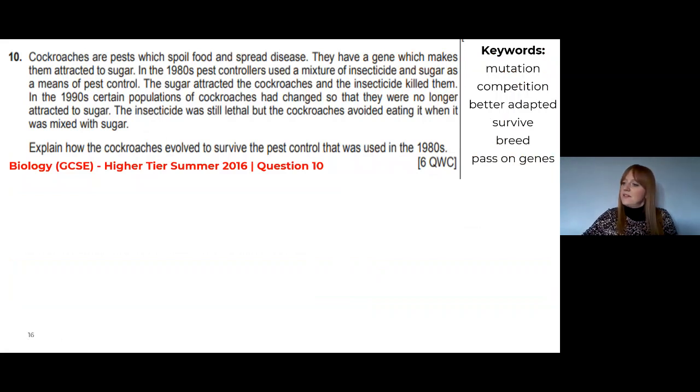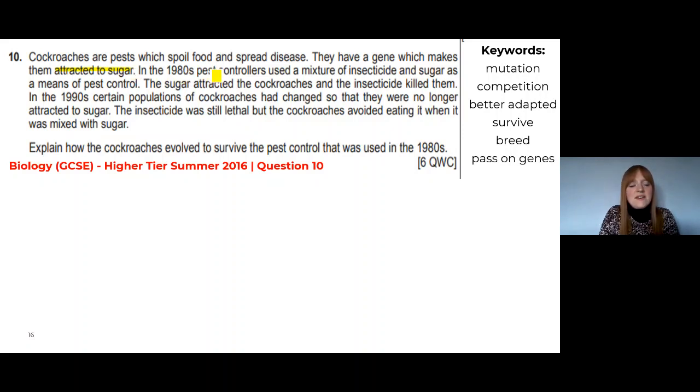What we're going to do now then is we're going to have a look at some specific questions. And I just want you to have a little bit of time to try and look through these examples. Now I'm going to try my best to use my highlighter, so we can identify what's going on. So in this example then, you can see that we've got a question about cockroaches. And they tell you in the first bit of the sentence that cockroaches are pests which spoil food and spread disease. They have a gene which makes them attracted to sugar. Okay, so that's going to be important, because that might give us some indication about what's going on.